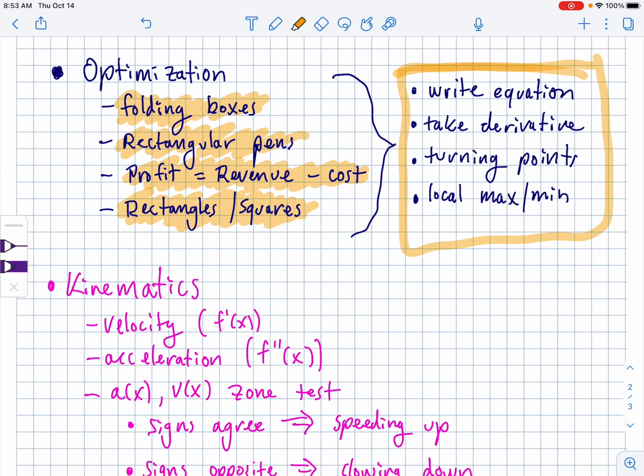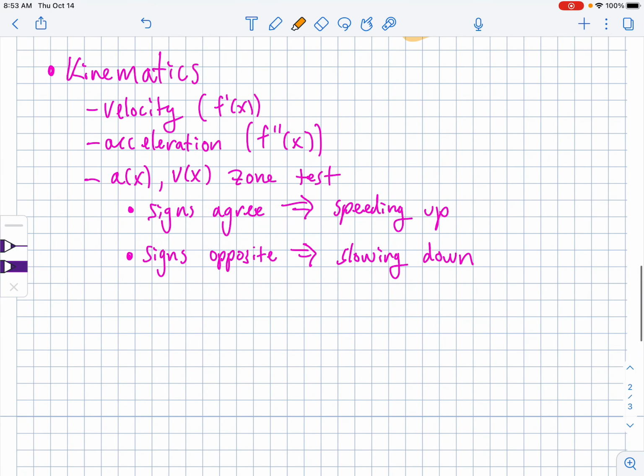With all of these, this is the process you should be going through. You try to write an equation, or hopefully they give you the equation, because sometimes writing the equation is the hardest part. Then they usually involve taking a derivative, finding the turning points by setting the derivative equal to 0, and then determining if they're local maxes or mins. You can do that with the second derivative or the first derivative zone test.